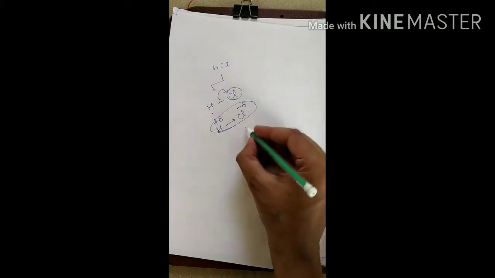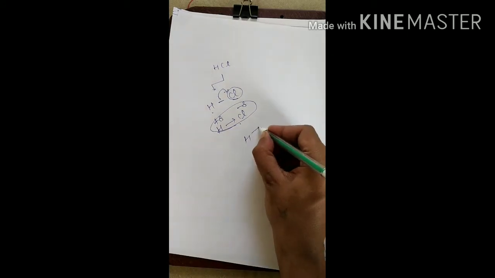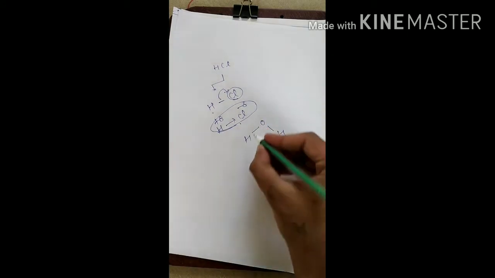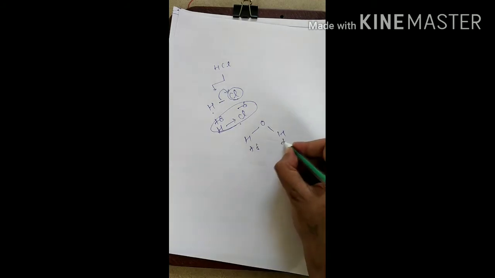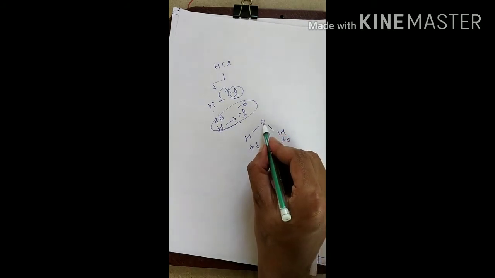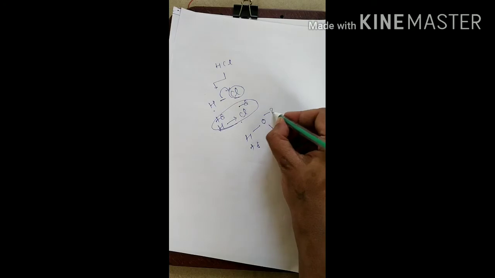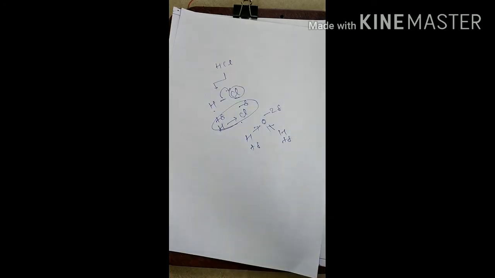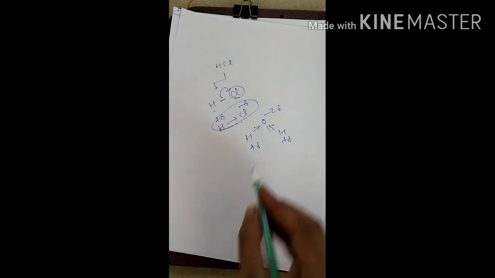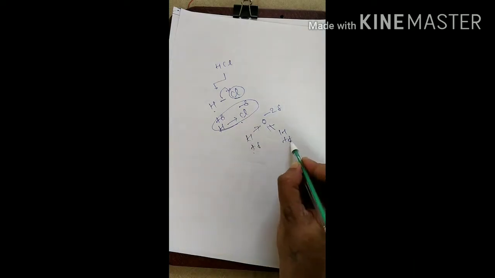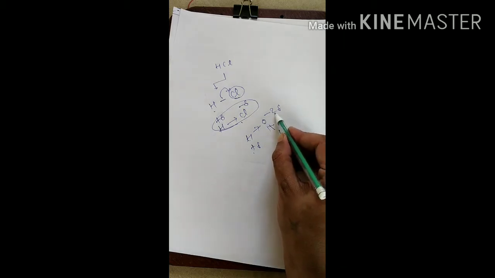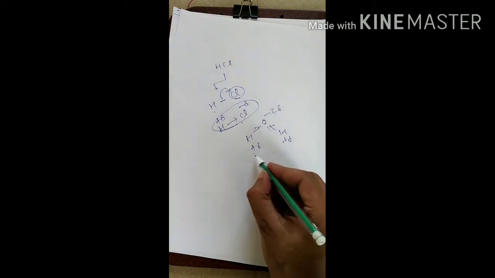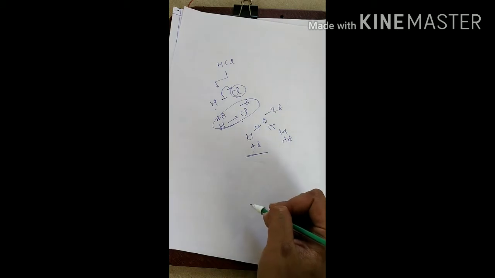Like that, in water, oxygen has higher electronegativity, so it attracts electrons from two covalent bonds, and hydrogen develops a partial positive charge and oxygen develops a partial negative charge on it. So it is a polar compound.